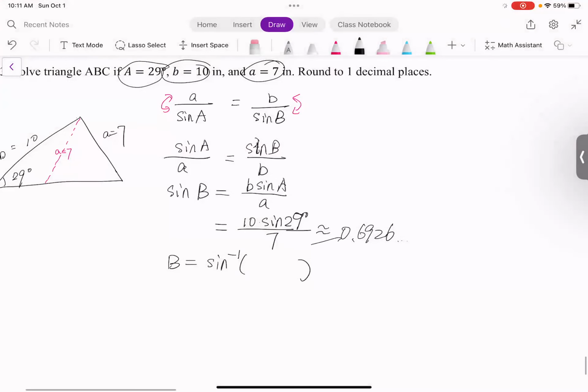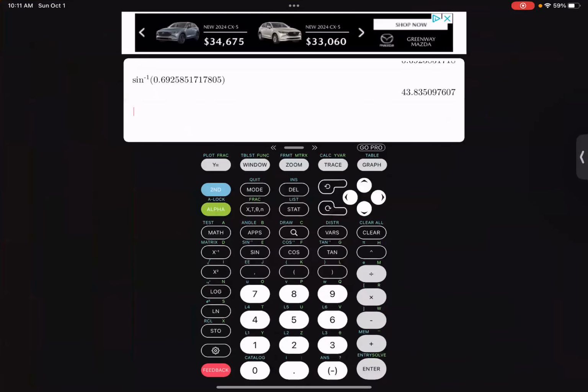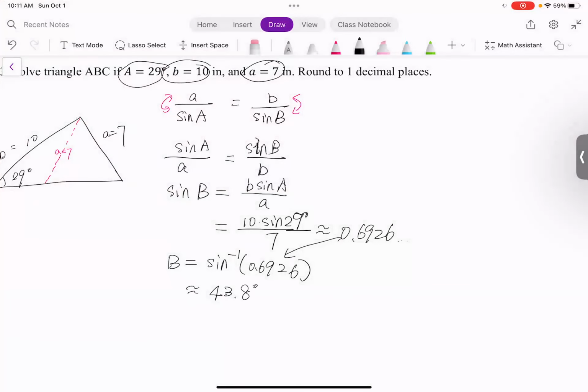So I bring this one here, 0.6926. The angle B is about 43.8 degrees. And this is the angle I found from the first quadrant. My calculator gave me this angle. So find the angle in the second quadrant here.